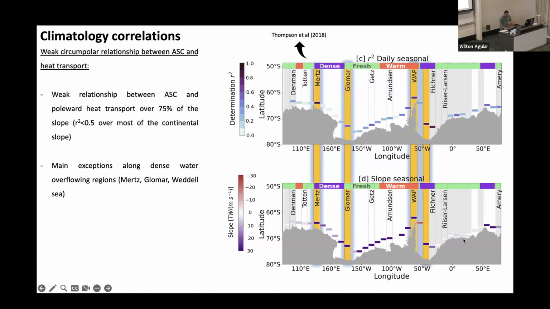Now, after looking at the beams, most of them have southward heat transport. Some have higher variability than others, but these regions of high variability of heat transport, without taking into account the ASC, are not necessarily the same regions where we have the higher correlations. So to answer the question, the regions that have more heat transport are not the ones with the higher correlations.